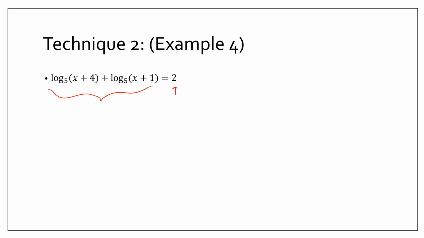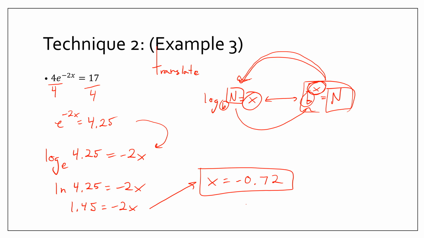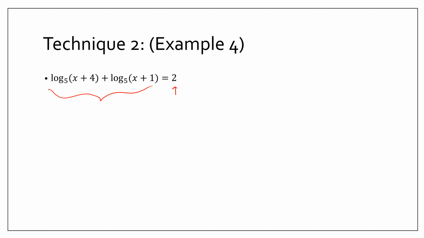But also, technique 2 really relies on me just kind of having a translatable-looking thing. Something that fits nicely into this translation formula. And this is also not the case here because I have 2 separate logarithms. But oh wait, what did I just teach you in the 7.5 video? I taught you log laws.